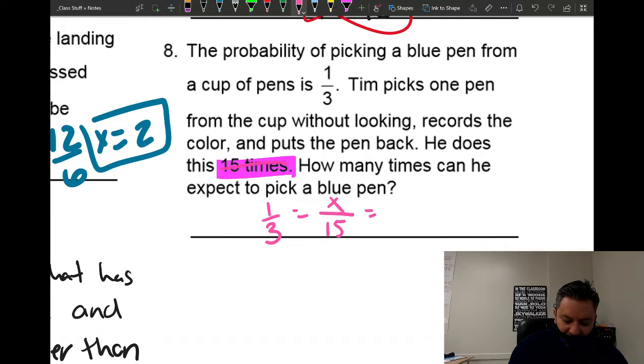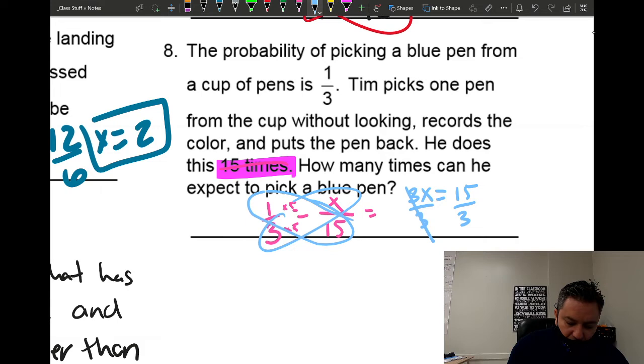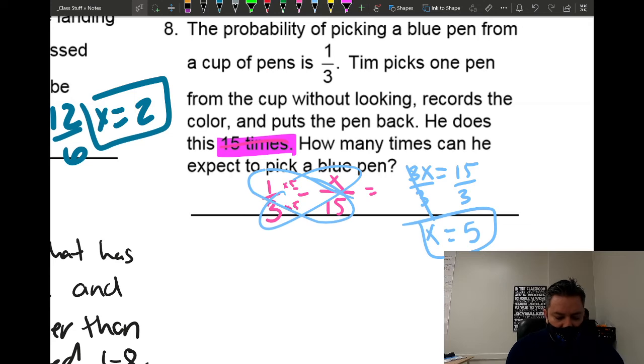This is x. If you multiply this times 5, you get your answer. 3 times 5 is 15. 1 times 5 is 5. The answer is going to be 5. Many times you can do it like that, guys, because you can multiply something and get the other number. But if you don't know how to do that, please do the cross products. You're going to have 3x equals 1 times 15, which is 15. You divide by 3, divide by 3. x equals 5. So if you pick a pen 15 times, you can expect about 5 of those to be a blue pen.